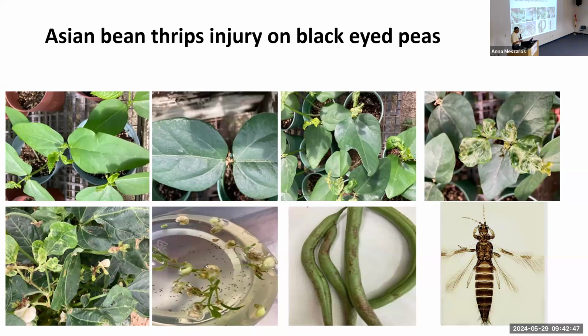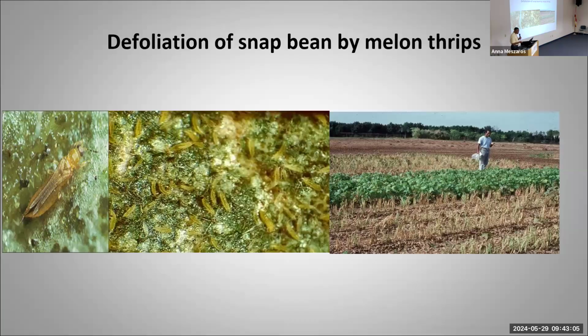This slide shows Asian bean thrips damage. This is not snap bean, it's another bean, green peas, and you can see the damage on the fruit and on the leaves. This is melon thrips damage, very serious damage. This slide is old, but when it first came, it used to defoliate the field, total defoliation. And there is only one treatment that saved it. This is Carzol, which is not labeled for bean.